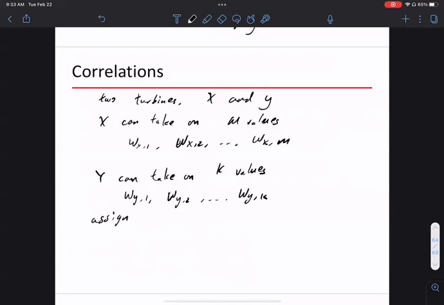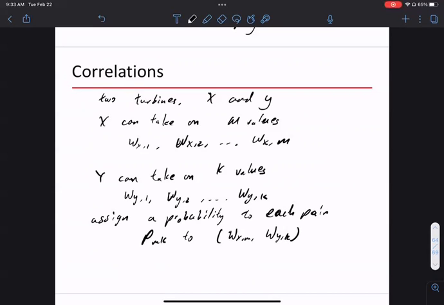So we need to assign a probability to each pair. I can assign probability pmk to the pair of values wxm, wyk. I take a pair and assign some probability to the pair. This probability has to make sense, because when I sum over all of the probabilities, they have to sum to one. So this is the way of defining this probability. Instead of a table with values and probabilities, now I have a bigger table with pairs of values, and each one gets assigned a probability. Any question about this?